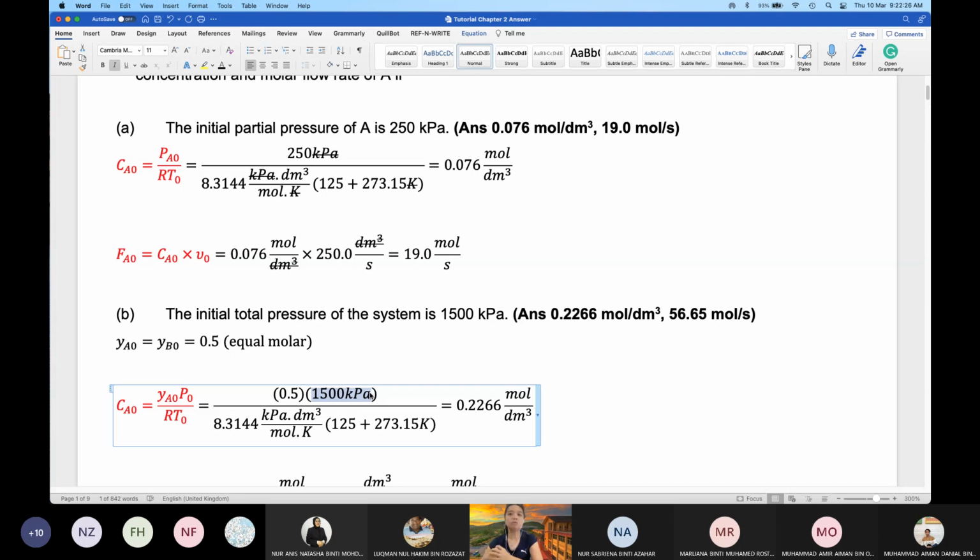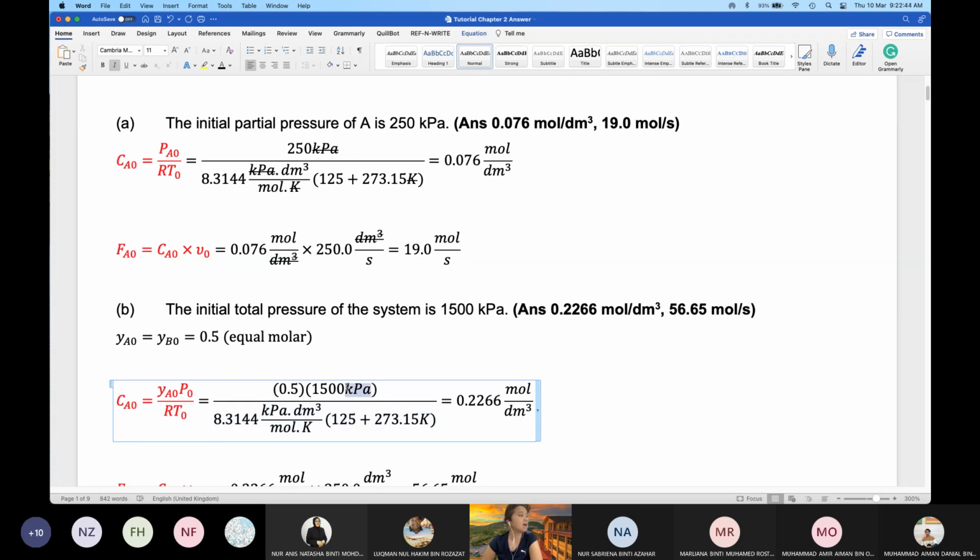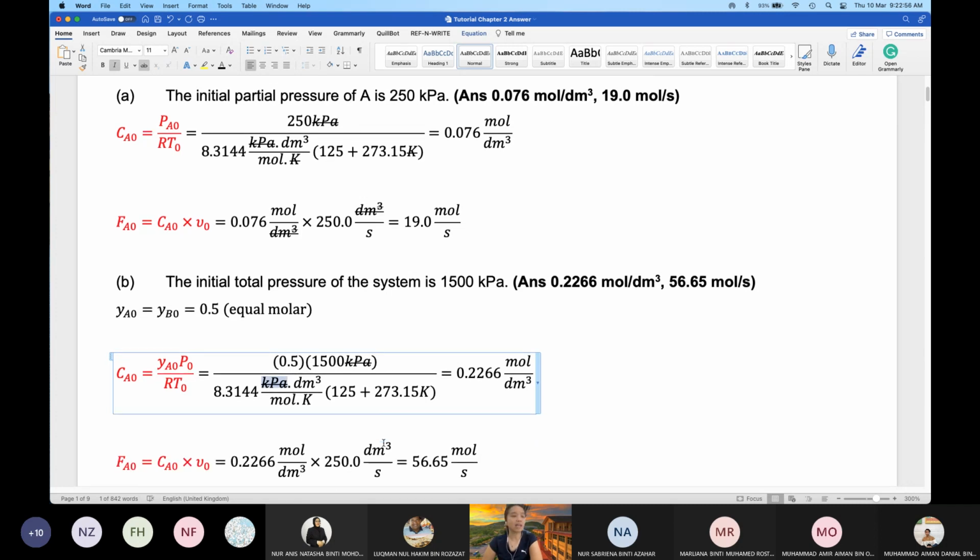I hope you remember that a fraction has no unit, it is dimensionless. That's why 0.5 has no unit, no dimension. Multiply with 1500 kilopascal, divided by R, a similar concept. Since my pressure is in kilopascal, I will also use the R value with the kilopascal unit: 8.3144 kilopascal dm cubed per mole Kelvin. By doing this, I can already cancel my kilopascal unit. Next step, multiply with T naught.